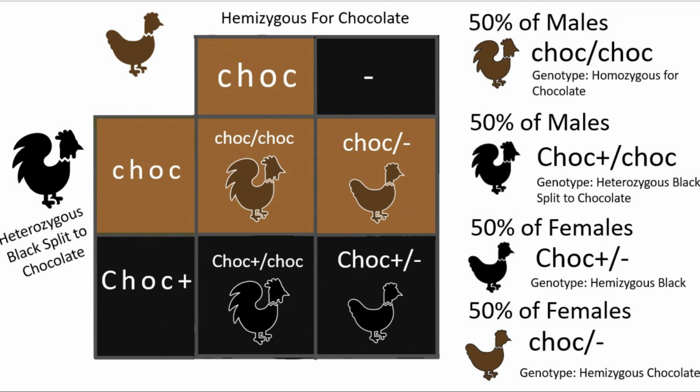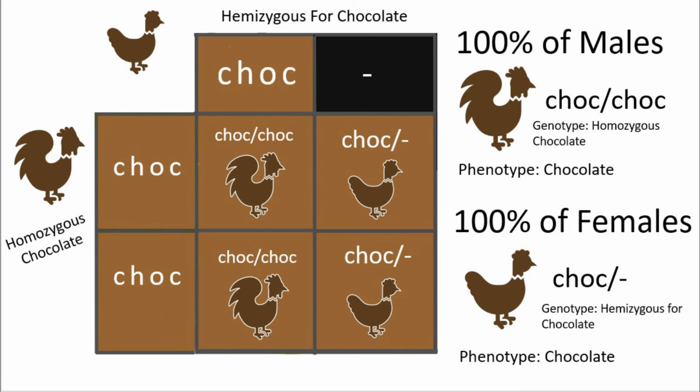This pairing will give you both black and chocolate chicks, but none of them will be sex-linked. In this pairing, 50% of male chicks will be heterozygous black split to chocolate, and the other 50% of male chicks will be homozygous chocolate. 50% of female chicks will be hemizygous for chocolate, and 50% of female chicks will be hemizygous for black. So essentially, chocolate chicks could be males or females. Of the black chicks, all that are male are black split to chocolate, and all the females are hemizygous black.